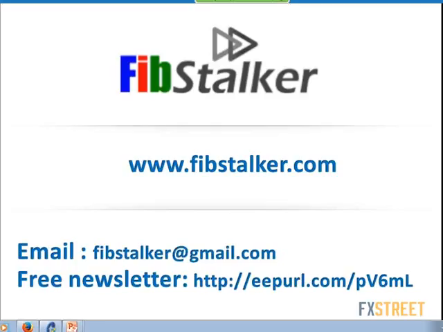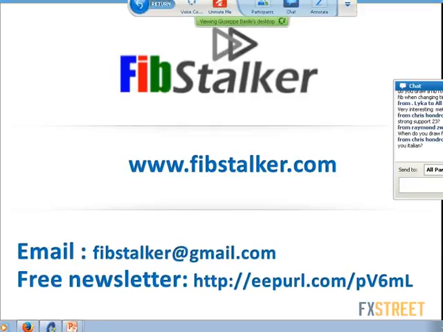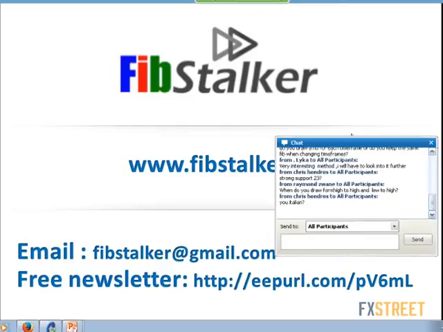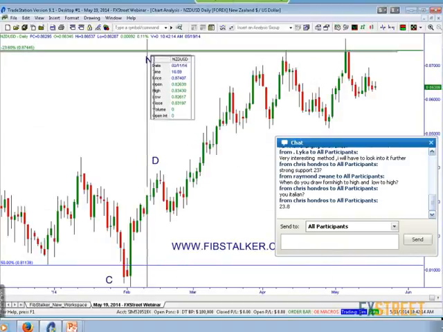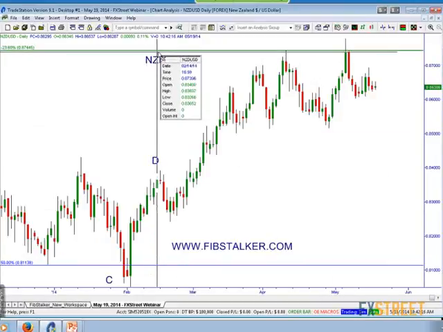Strong support 23. It's not clear to me the question. It's not supporting the example I've showed you before. There was a profit-taking level. If you mean this level here, this is a level of profit taking, so it's not support.